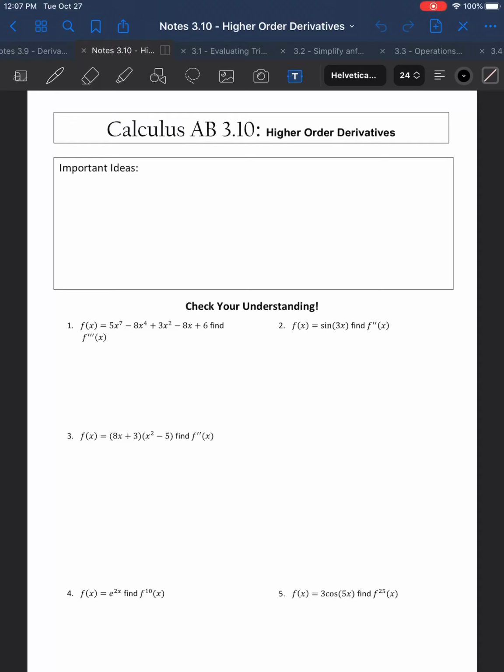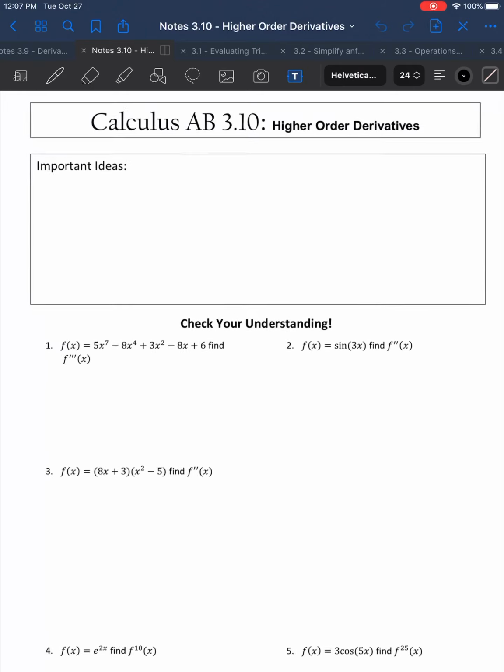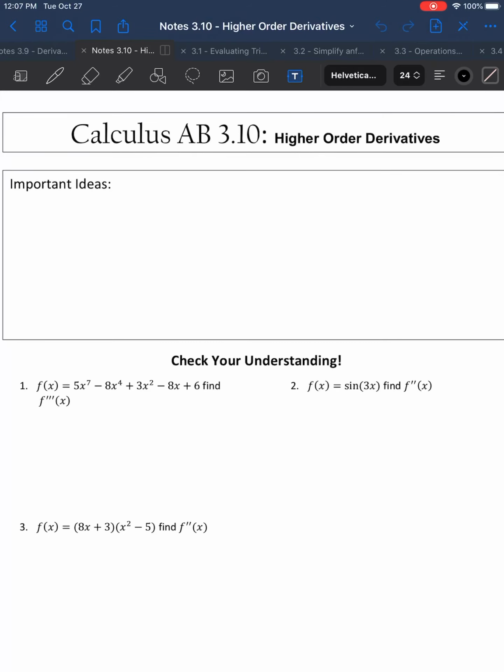Hey guys, today is our last lesson of Unit 3 and we are going to be talking about higher order derivatives. Higher order derivatives mean like second derivative, third derivative, fourth, so on and so forth. And it just means that you keep taking the derivative of your answer to get the next derivative.